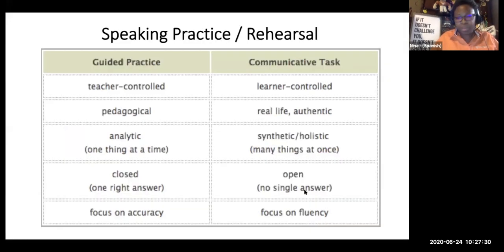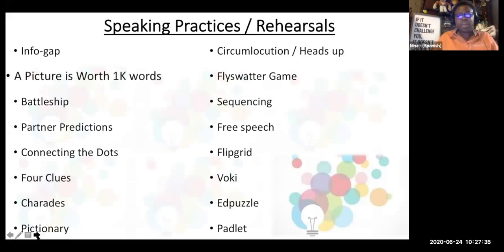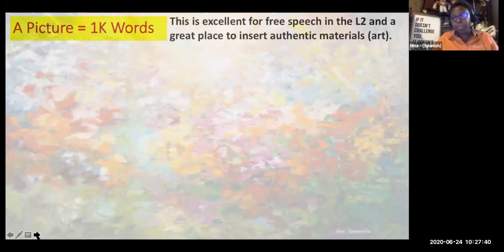All right, so let me move on. I just want to put that out there. So the next thing that we're going to talk about is a picture is worth a thousand words. And this is one of the ones where I'll show you what it looks like in practice. Everybody's done this before.